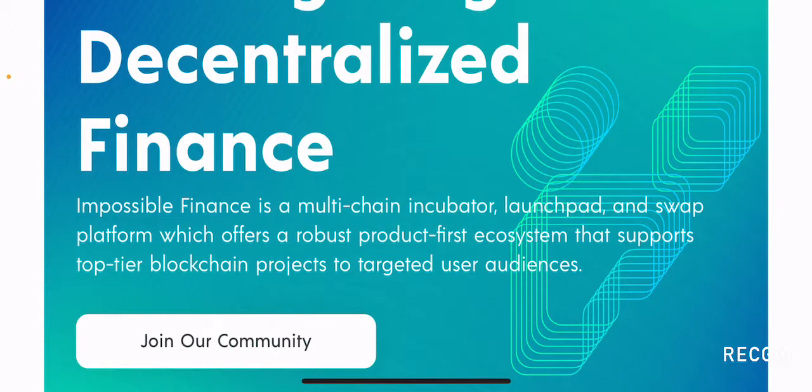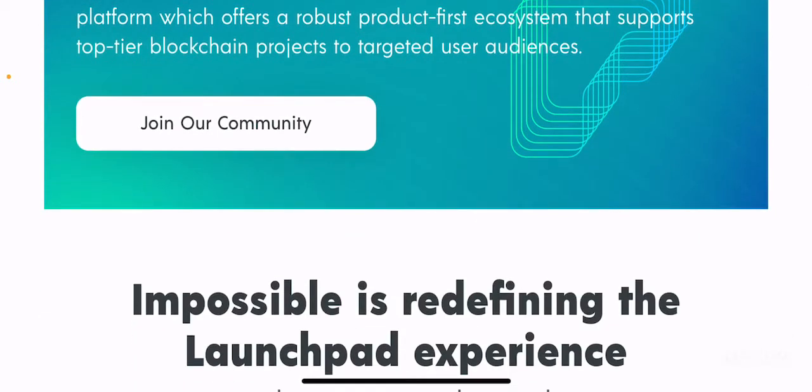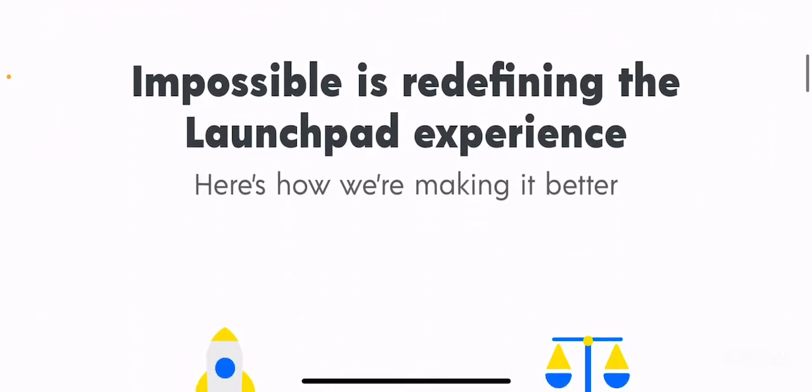So that's something that these people are trying to offer, and they're also offering the product first ecosystem that aims to offer top tier blockchain projects that are available for targeted audiences, right? So it's not like a random project that's going to be hosted on their platform. It's going to be a curated bunch of high quality projects that will be hosted on their platform, right? So you can also click on the join our community button to join their community. Impossible is basically redefining the launchpad experience, right?